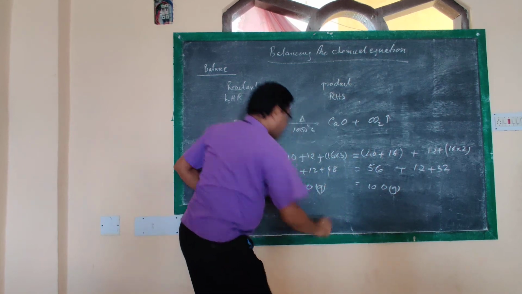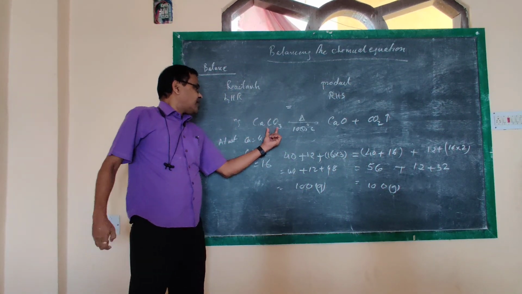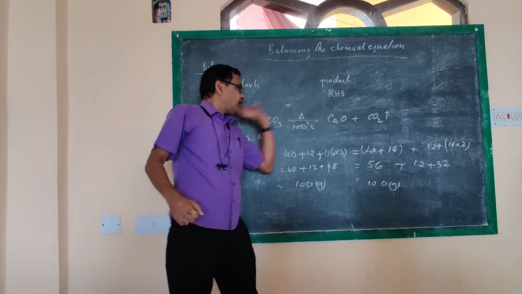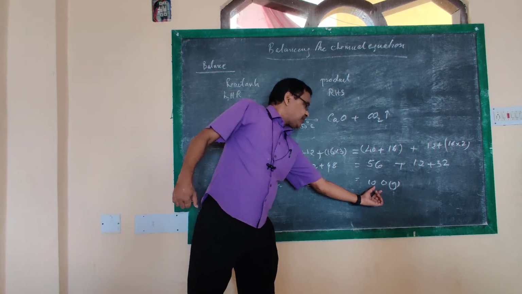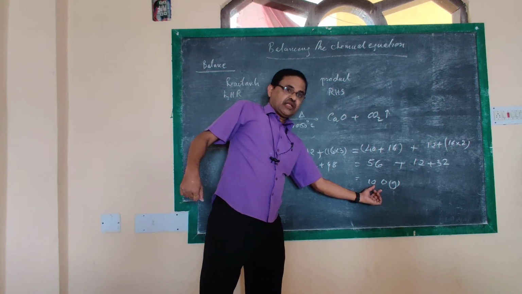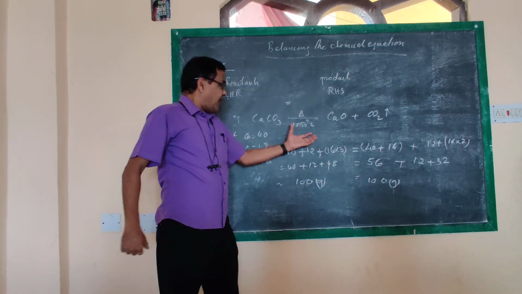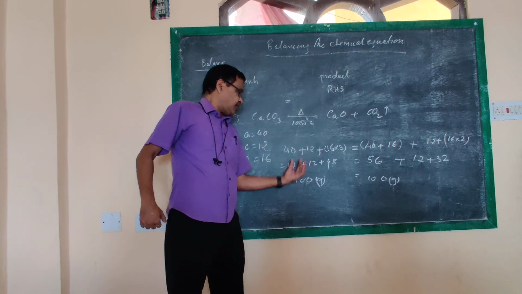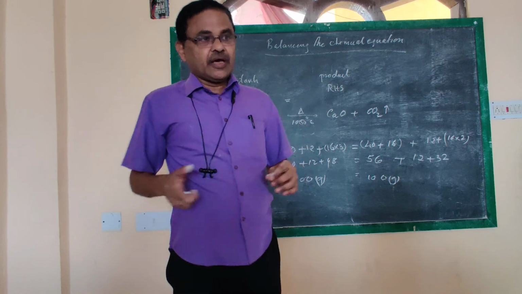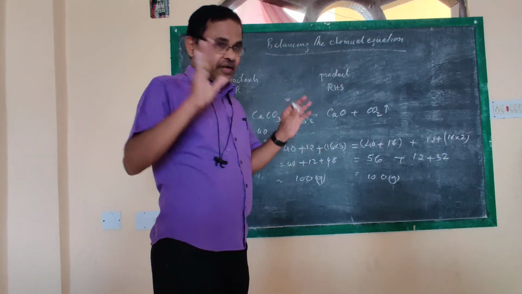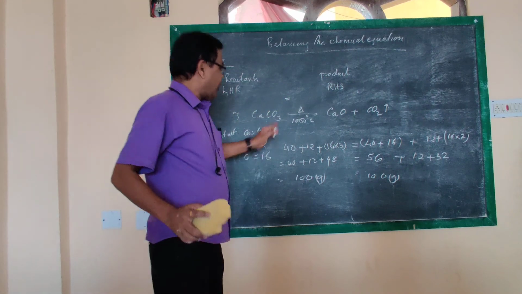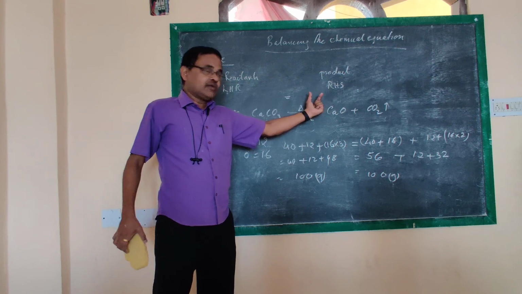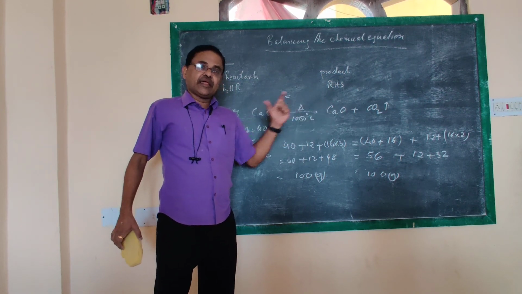Here 100 grams, and here also 100 grams. So you see the difference. In this calcium carbonate we already have 100 grams. After the reaction also, the atoms are not lost; it is still 100 grams. That means before or after a chemical reaction, the number of atoms always remains the same. So this is the example. We can say atoms can neither be created nor destroyed in a chemical reaction.